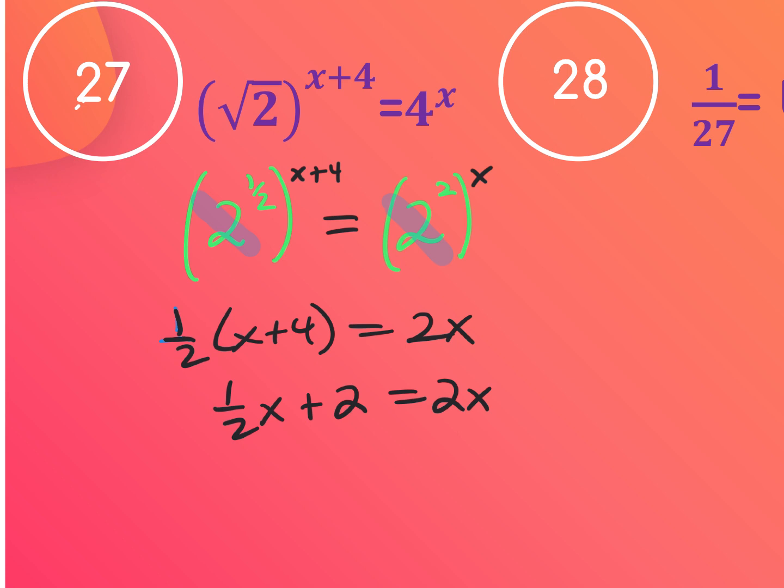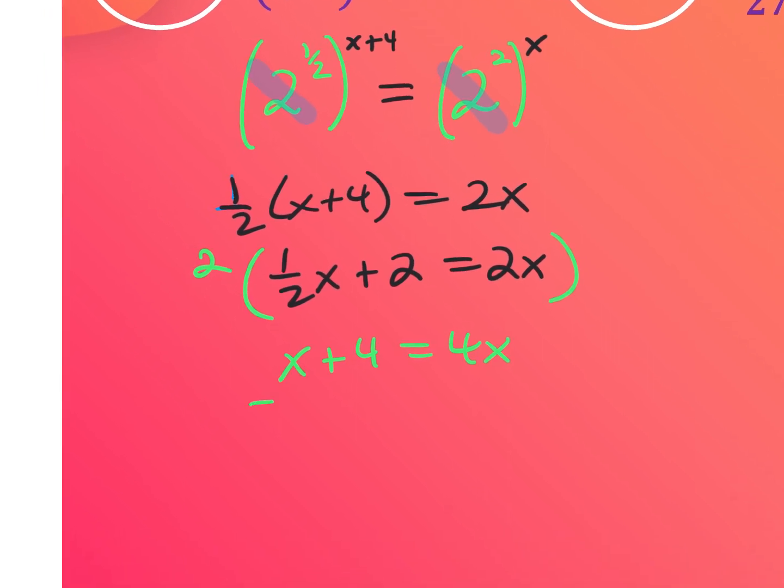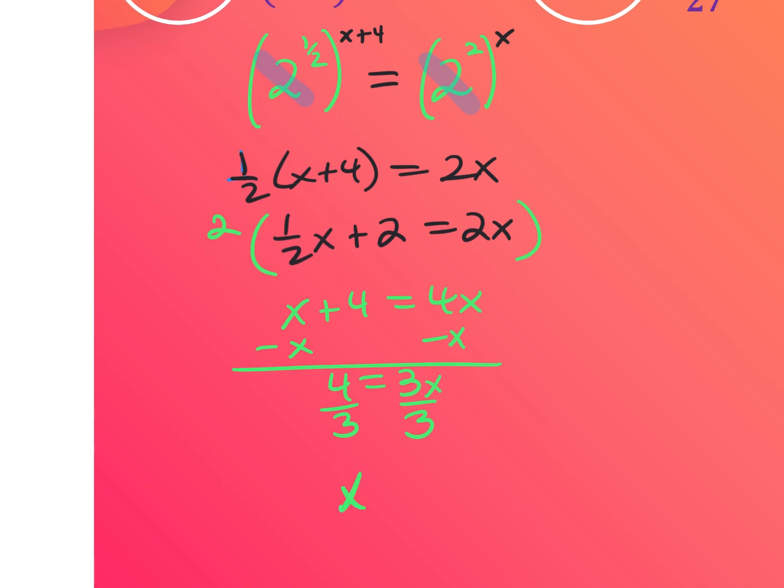Now, I don't want to work with fractions, so I'm going to do like I did at the beginning of the year, and I'm going to clear my denominator. So I'm going to multiply my whole equation by a 2 and clear that fraction. You can leave it and work with the fraction. So I can go ahead and distribute it, and then I get x plus 4 equals 4x, and now it's a lot easier to work with. So subtract the x, 4 equals 3x, divide by 3, and x equals 4/3.